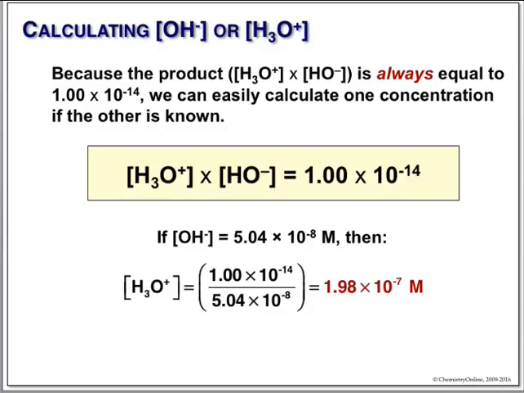We know one of them. We know hydroxide. We know the product is always got to be 10 to the minus 14. So therefore, 10 to the minus 14 divided by hydroxide gives us hydronium. Isn't that simple?